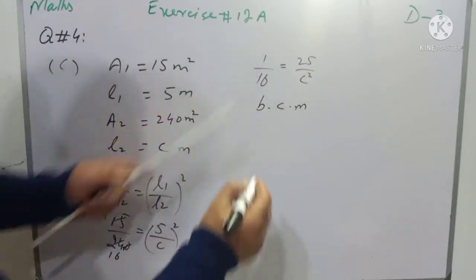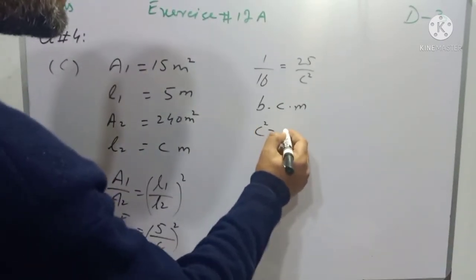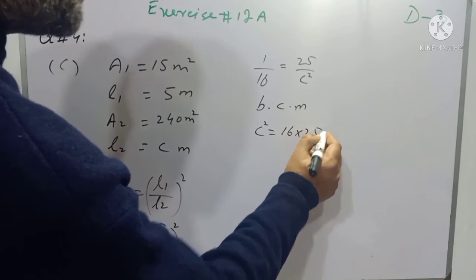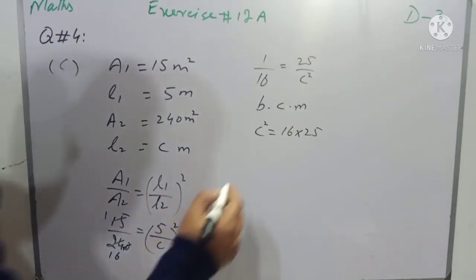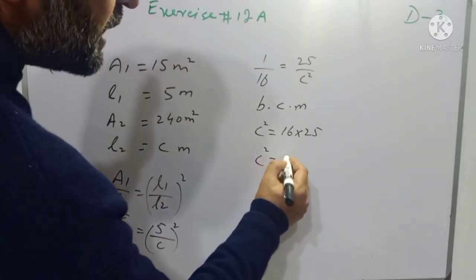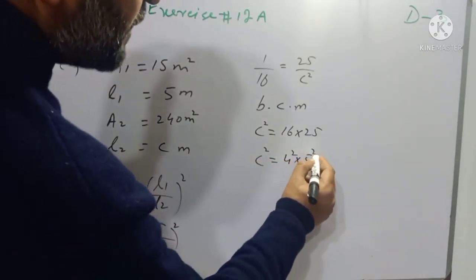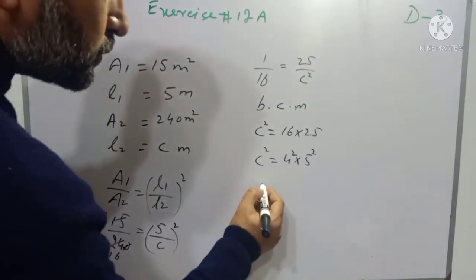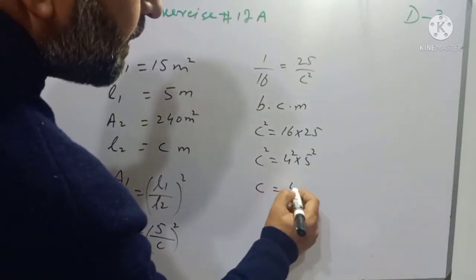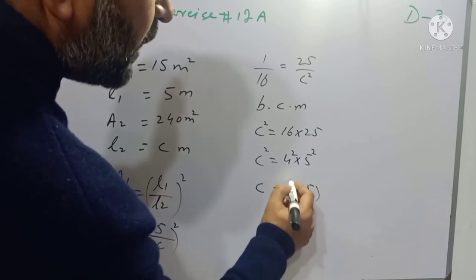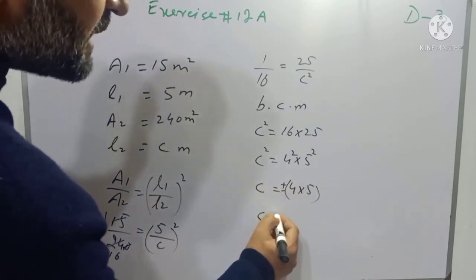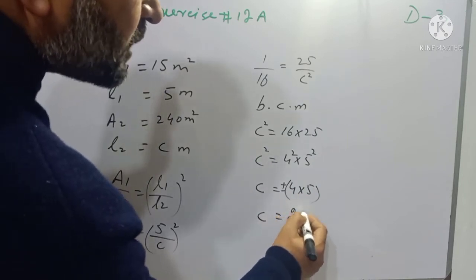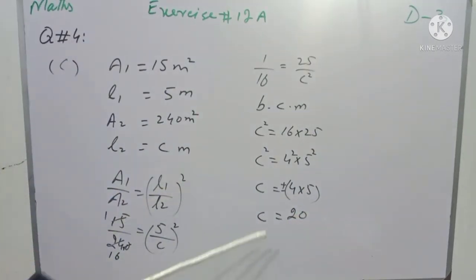Now we will do BCM, BCM means by cross multiplication. So C square is equal to 16 multiplied by 25. Students, if you want to convert 16 and 25 in the form of square, we can write C square is equal to 4 square multiplied by 5 square. Now we will take square root on both sides, and C will be plus minus 4 multiplied by 5, and we need not write plus minus with it because C is length, and length is a scalar quantity, and scalar quantity doesn't have any sign, it is always positive.